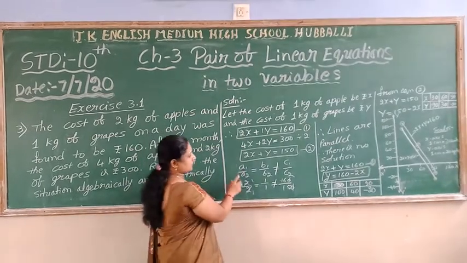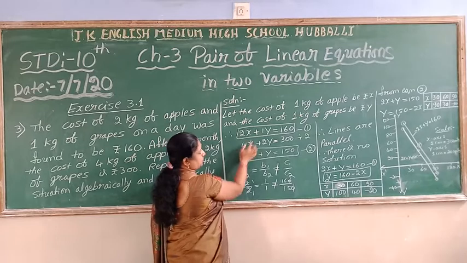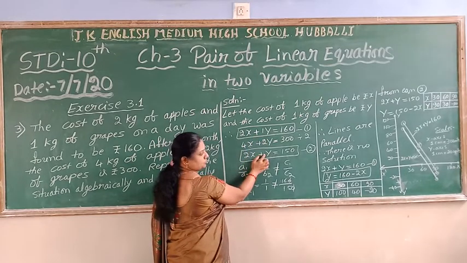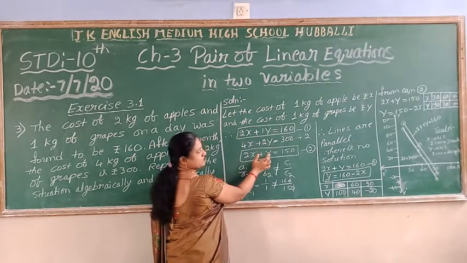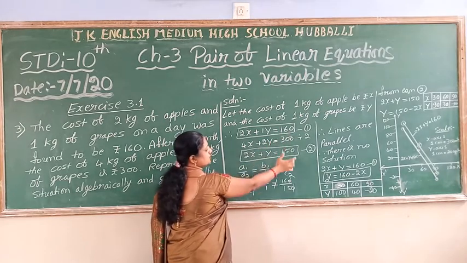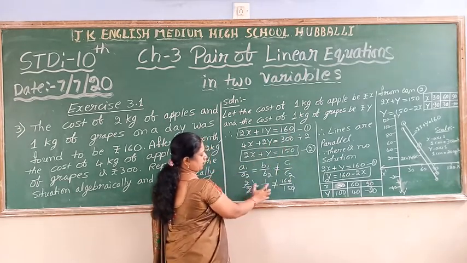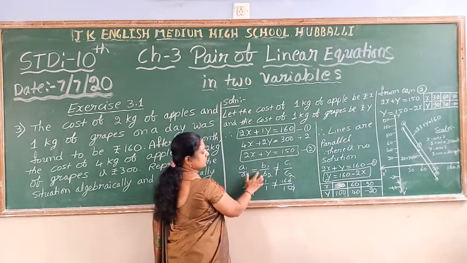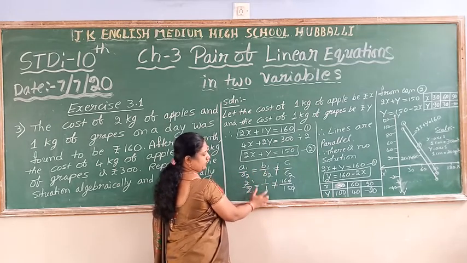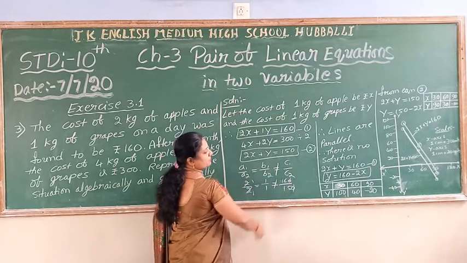Now you observe. This is A1 and this is A2. This is B1, this is B2. No number is written, so one is there. This is C1, C2. So if I take it this way, I come to know A1 by A2 is equal to B1 by B2, 1 by 1, 1 by 1, but is not equal to C1 by C2.